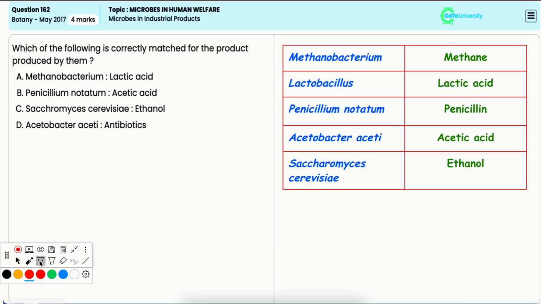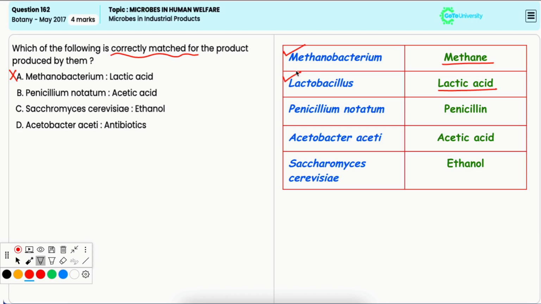In this question, you have to identify the correctly matched pair. Option A, Methanobacterium is to lactic acid. It is incorrect because Methanobacterium produces methane gas and not lactic acid. Lactic acid is produced by lactobacillus.